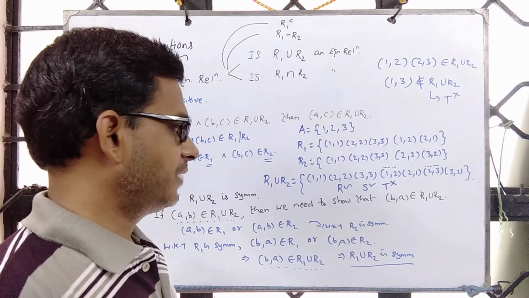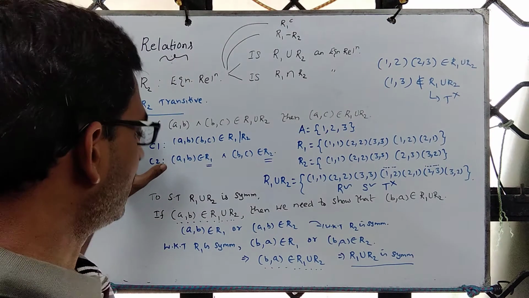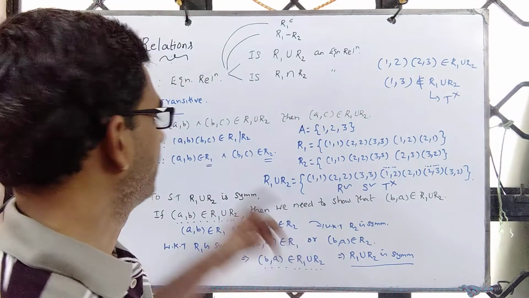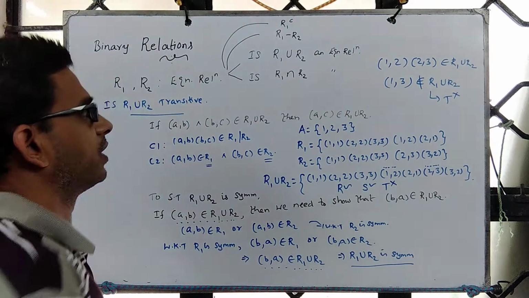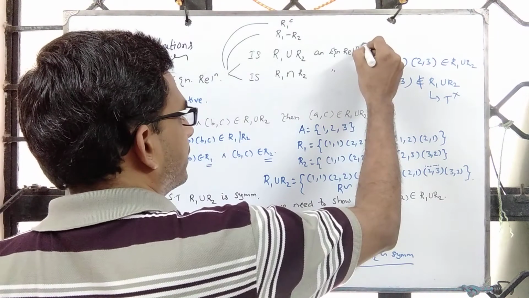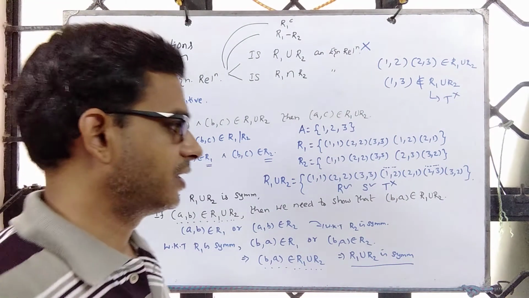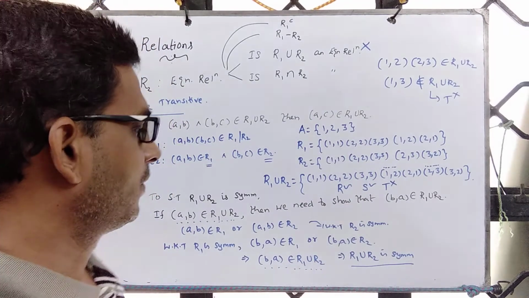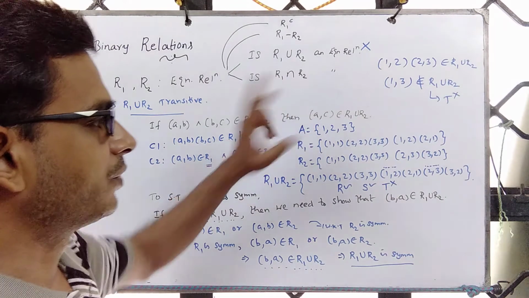So what have we established? We have shown that R1 union R2 satisfies reflexivity and symmetry, but fails to satisfy transitivity. Therefore, R1 union R2 is not an equivalence relation. Reason: the transitivity property fails. Now we will ask, is R1 intersection R2 transitive?